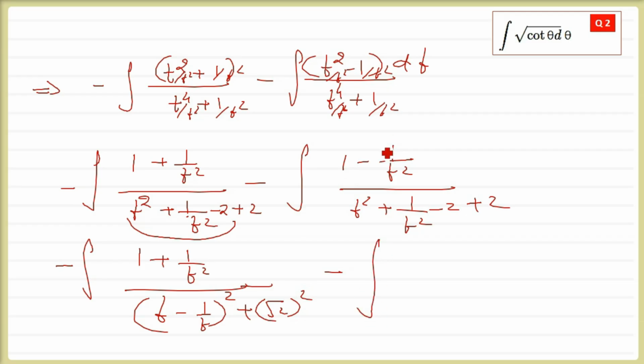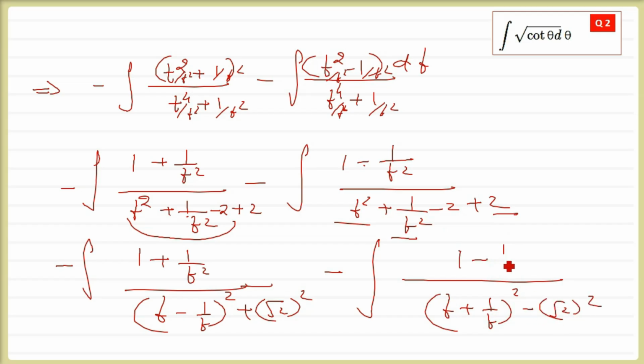Here also, 1 minus 1 by t square we need. For that, we need to have t square plus 1 by t square plus 2, that will form t plus 1 by t whole square, and minus this 2 will be root 2 whole square. You can just square it. 1 minus 1 by t will be there. 1 minus 1 by t square.